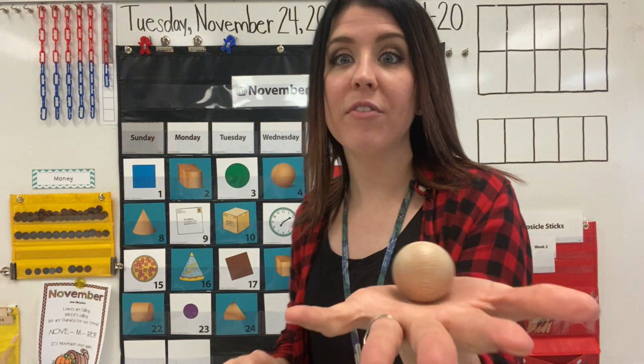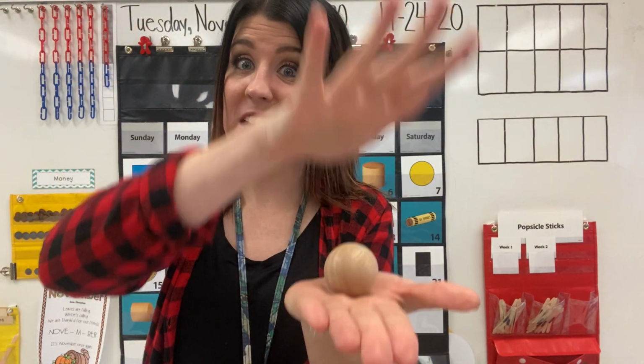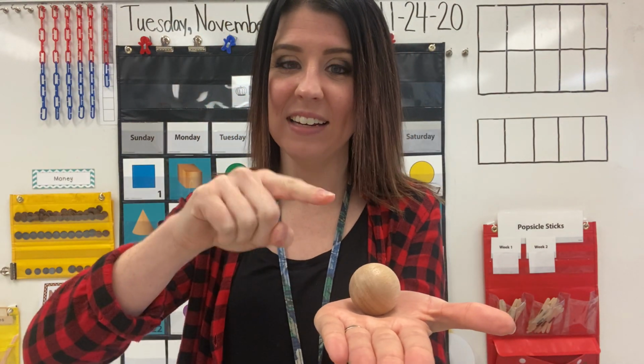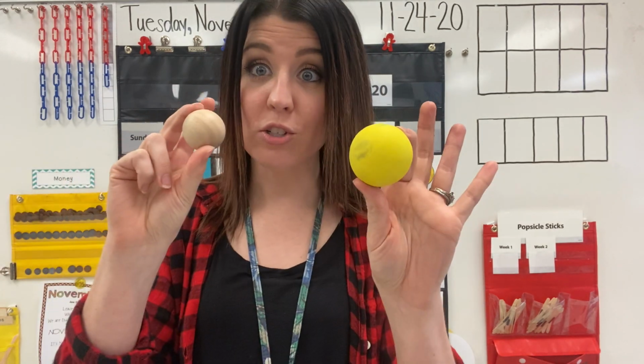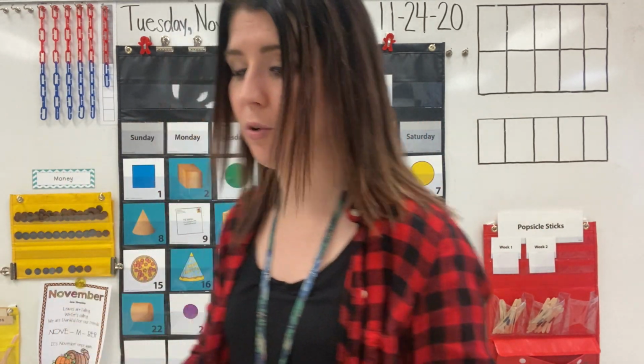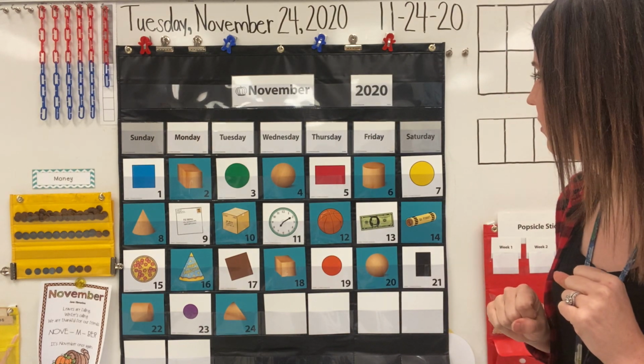No, it's not flat. It rolls around in my hand. So it's not 2D because it's not flat. So it's 3D. It has height, it has width, and it has depth. So spheres are 3D, three-dimensional. We found this sphere. Do you see any other spheres?